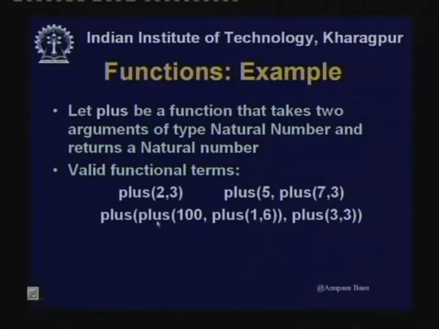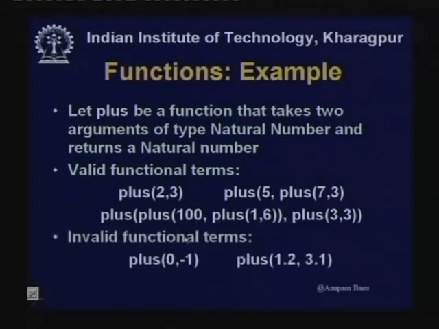Similarly, I can go on writing this sort of statement with plus 100. This is also a valid function, although there are a number of nested functions here. Here you see, based on the definition that I gave, plus is a function that takes two arguments of type natural number and returns a natural number.